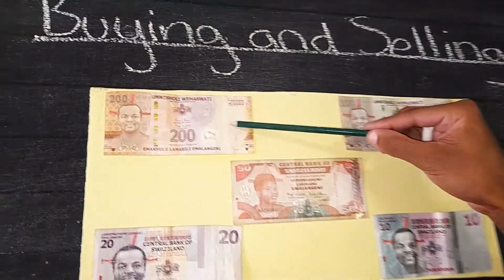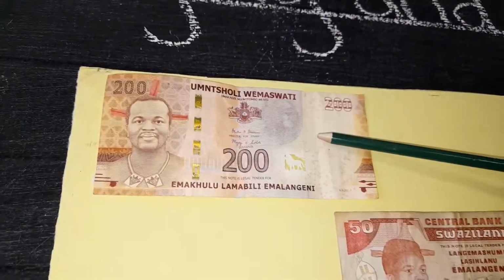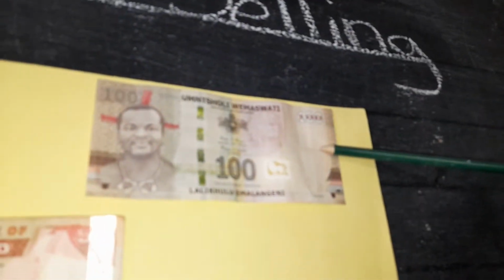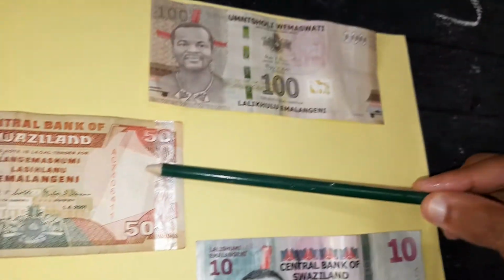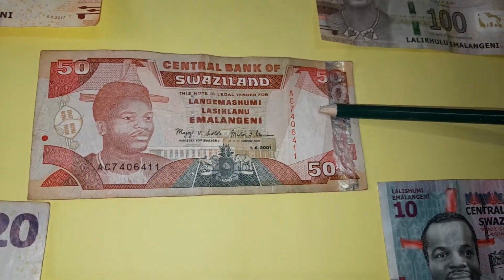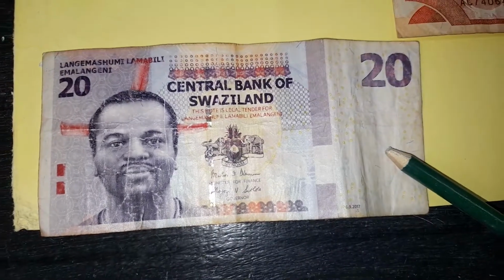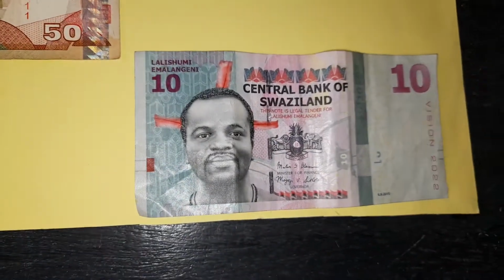We have this 200 Emalangeni note. And this is 100 Emalangeni note. And this is 50 Emalangeni note. This is 20 Emalangeni note. And lastly, we have this 10 Emalangeni note.